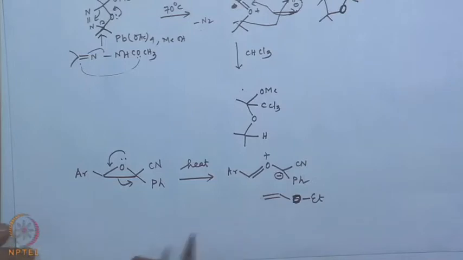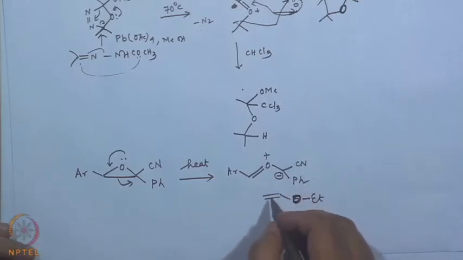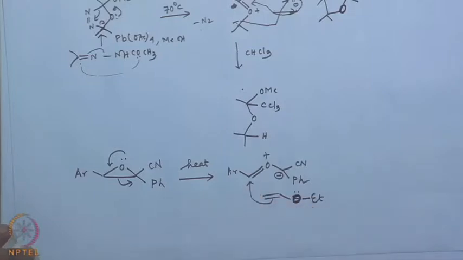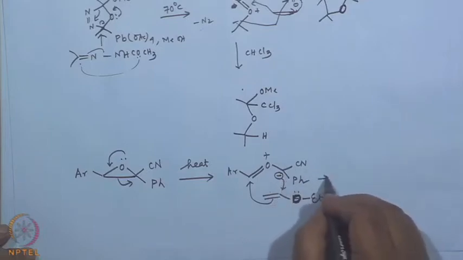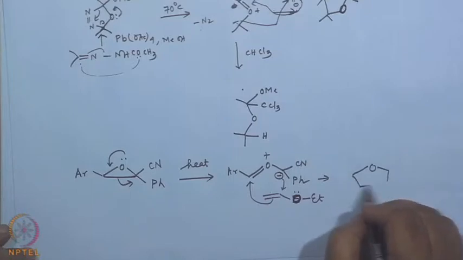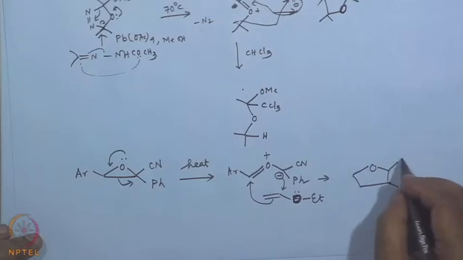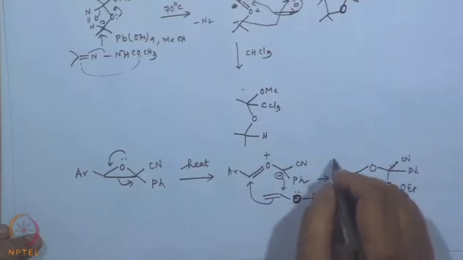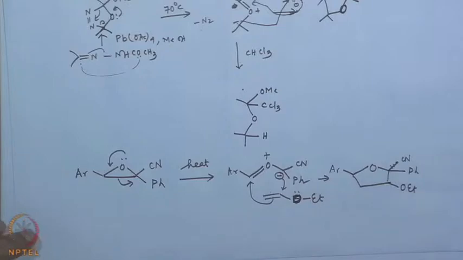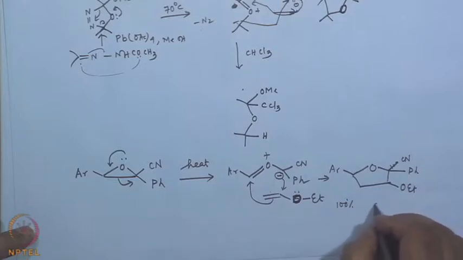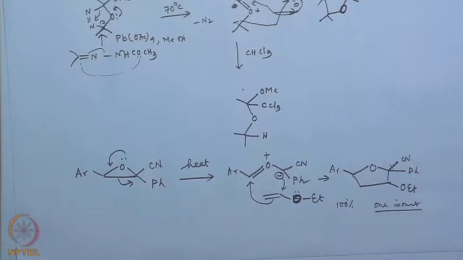ethyl vinyl ether, and the way I have written, one can quickly understand what should be the product, because this oxygen lone pair drives this lone pair to this end, and the negative charge goes to this one. So eventually, what you will find? You will find a furan derivative with ethoxy here, then CN and this phenyl, and on this side you will have an aryl group. And the yield of the reaction in this particular case is 100%, and one isomer. Of course, this is somewhat unpredictable, but you got one isomer.